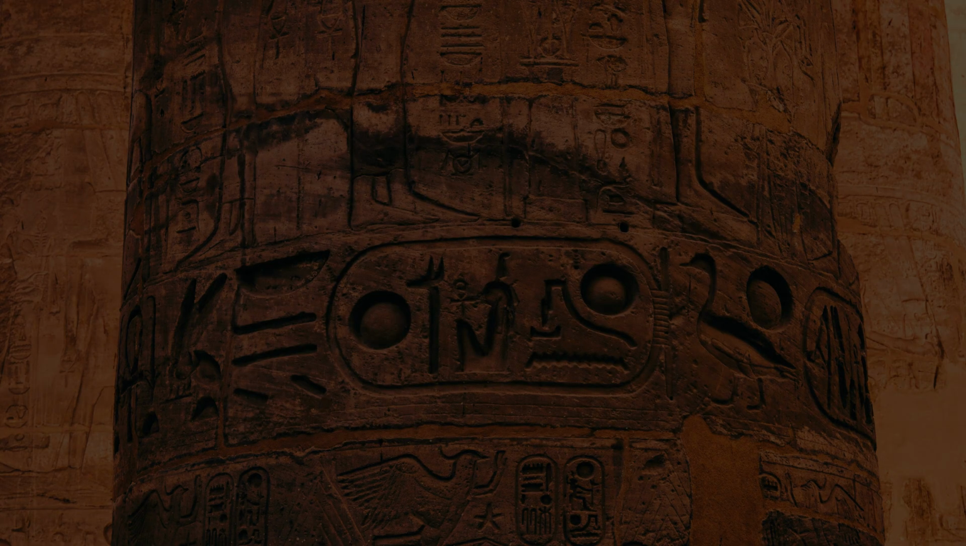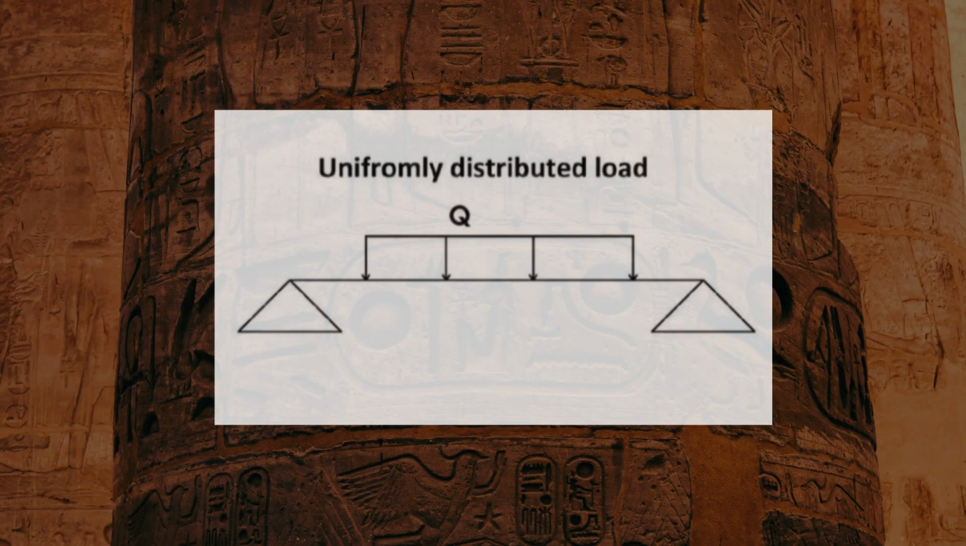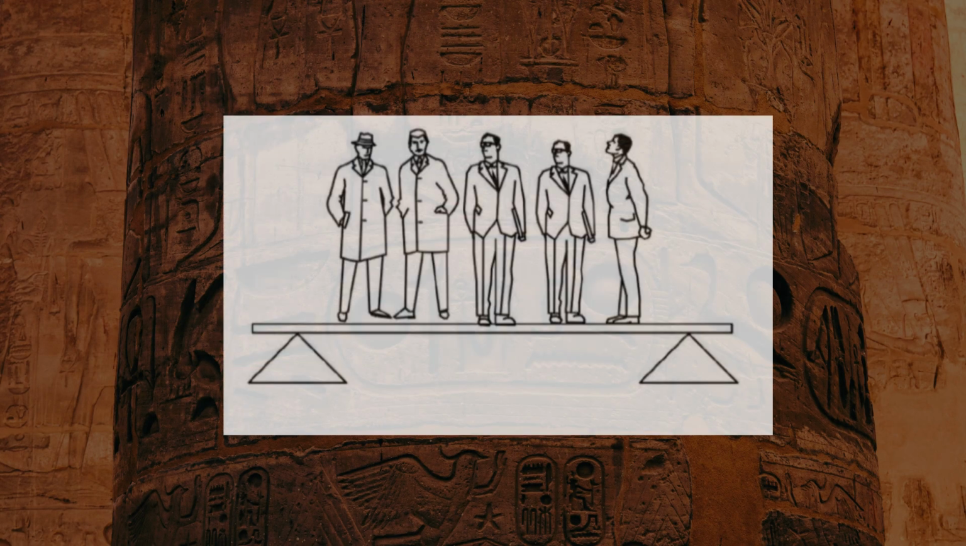Number two, the uniformly distributed load. This happens when weight is spread out perfectly evenly across a surface. Think of a group of people standing an equal distance apart across that same plank, or the weight of the floorboards themselves. The pressure is equal everywhere.